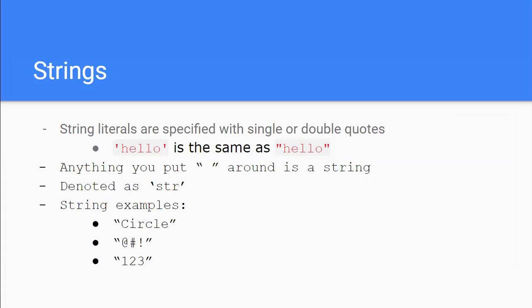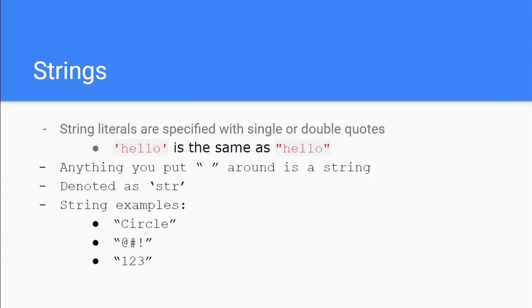All right, the first data type we'll be going over will be strings. Strings are literals that are specified with single or double quotes. Hello with double quotes is the same thing as hello with single quotes. Anything that you put quotations around, either single quote or double quotes, is considered a string. Strings are denoted as str. Some examples of strings are listed below.